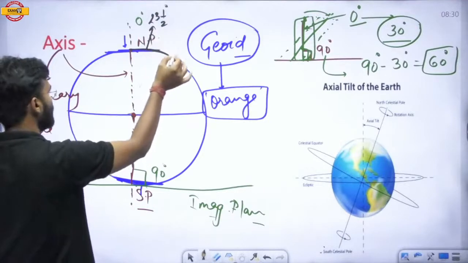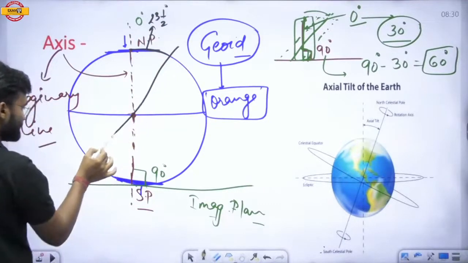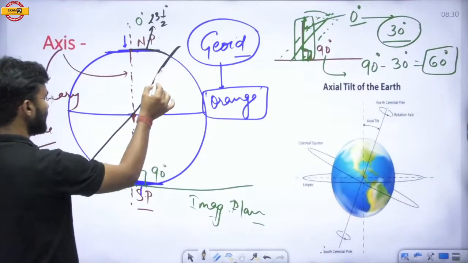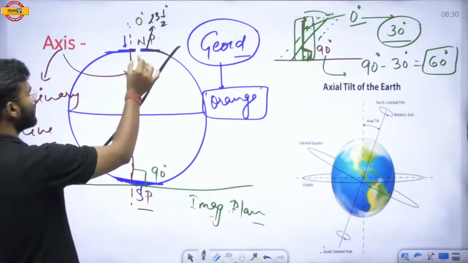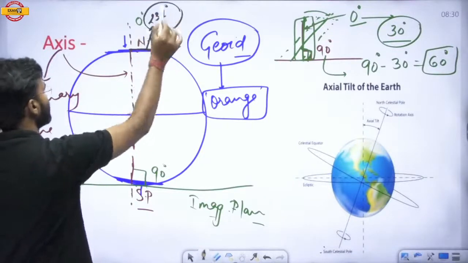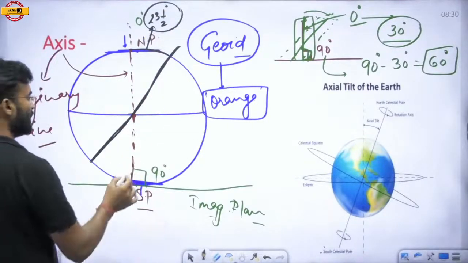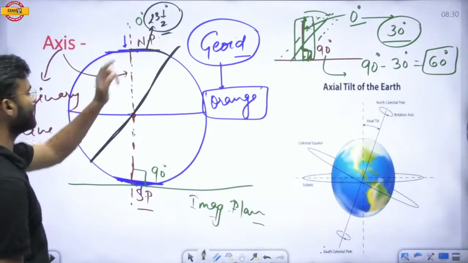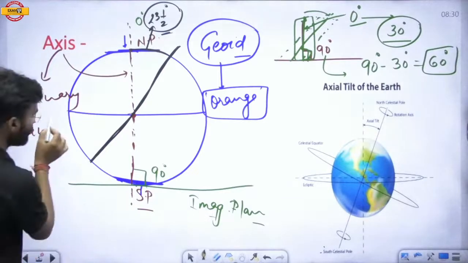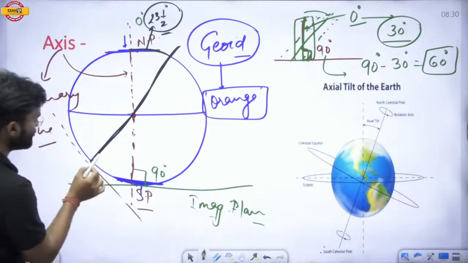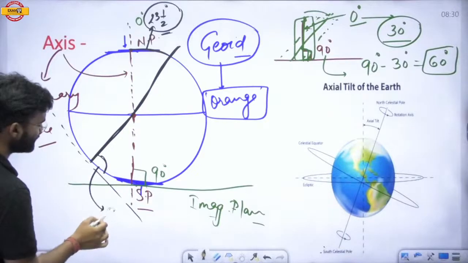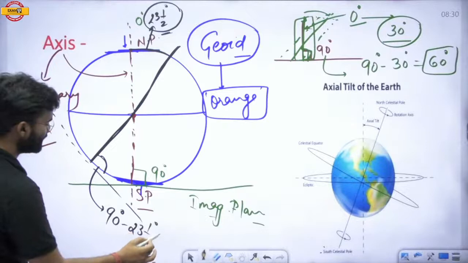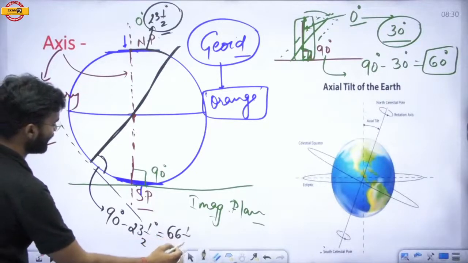So its actual axis is located like this. If the actual axis is like this, that means the earth is bending by 23.5 degrees. Then what would be the angle with this plane? It would be 90 degrees minus 23.5 degrees is equal to 66.5 degrees.